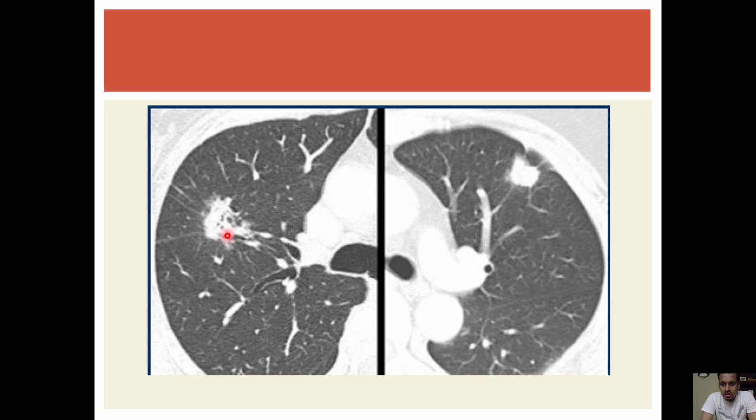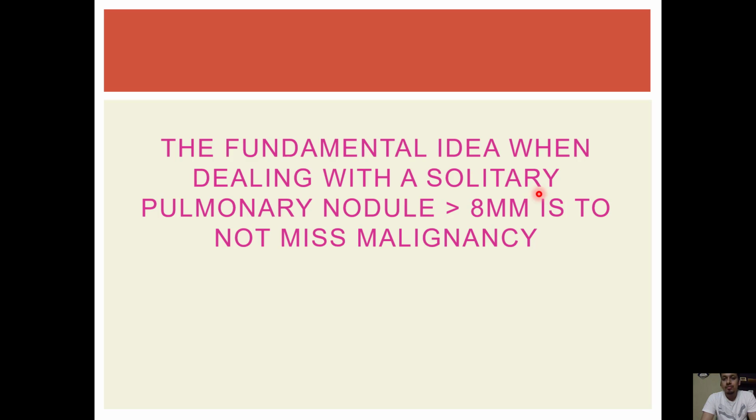Here it is more or less rounded, although you could argue that there is some amount of lobulation and there is a small pleural tail also. I would be more concerned about the patient on the left than about the patient on the right, although I would definitely go ahead with the evaluation of this patient too. So the fundamental idea when dealing with a solitary pulmonary nodule of more than 8 mm is to not miss a malignancy.